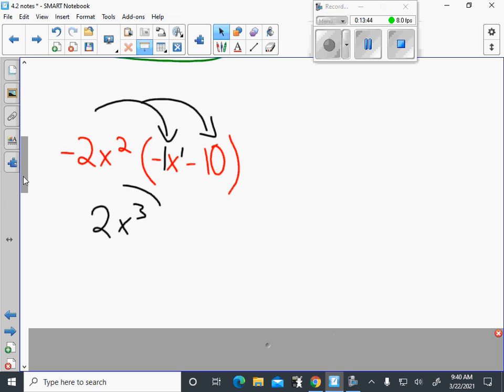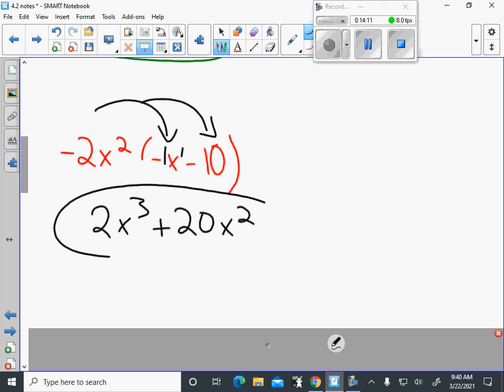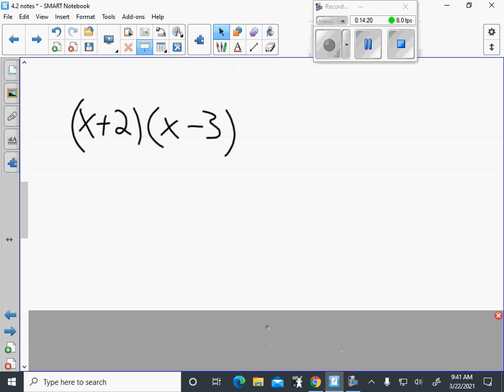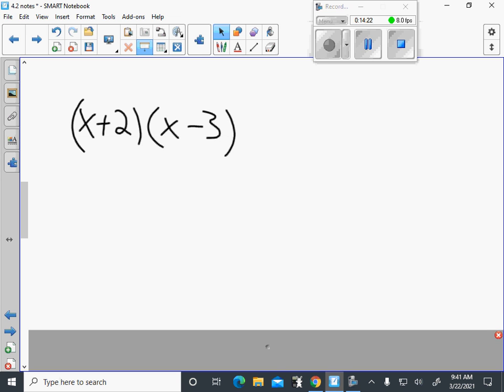Oh, we're not done. Okay? That's 2x to the third. And then we have negative 2x squared times a negative 10. Well, what's negative 2 times negative 10? It's a positive 20. And then there's no x's attached to the 10, so we're just going to keep that x squared. Okay, because that x squared there does not leave. Three more examples and we're done with this video. 3 more.